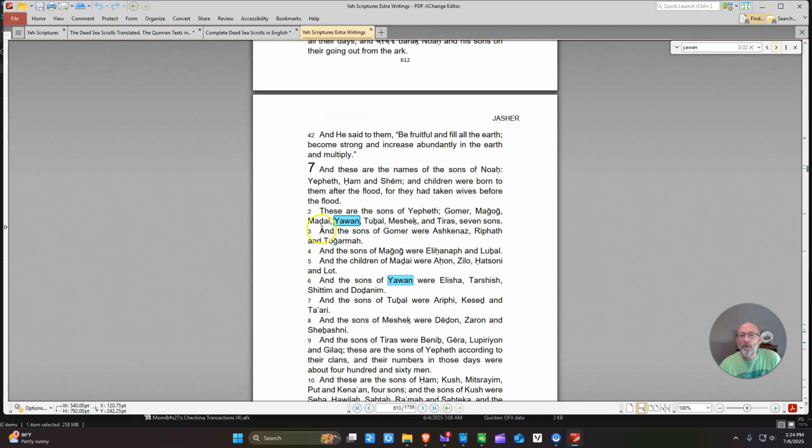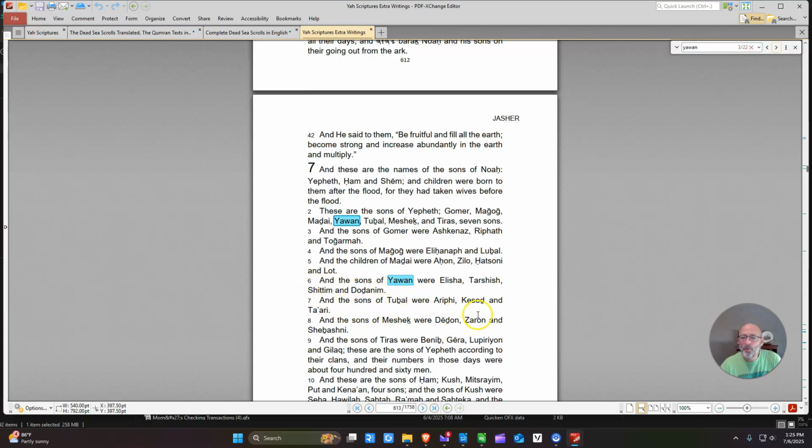So we have, these are the sons of Japheth. This is what we just read in Genesis. These are the sons of Japheth: Gomer, Magog, Medai, Yahuan, Tubal, Meshech, and Tyrus. And the sons of Yahuan are Elisha. This is why I couldn't find it as Kittim, because it's Shittim here. Shittim, but that's Kittim. The sons of Yahuan were Elisha, Tarshish, Shittim, and Dodanim.